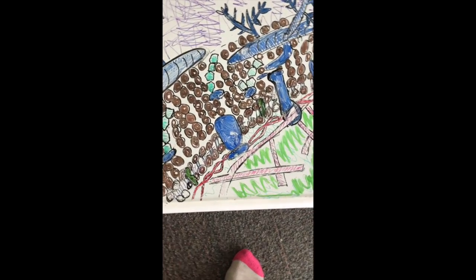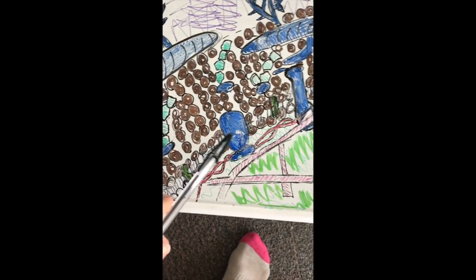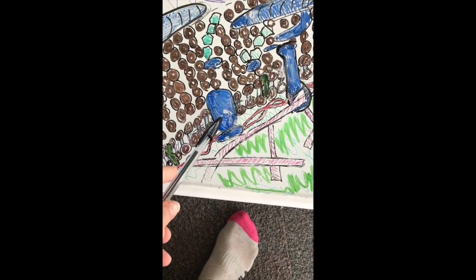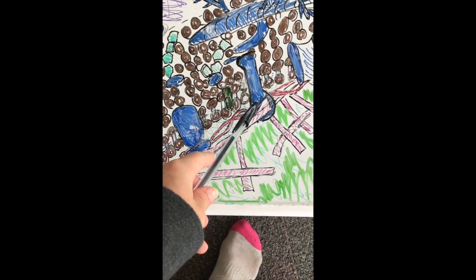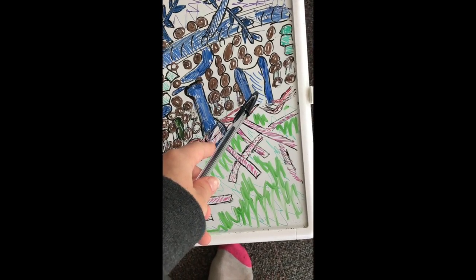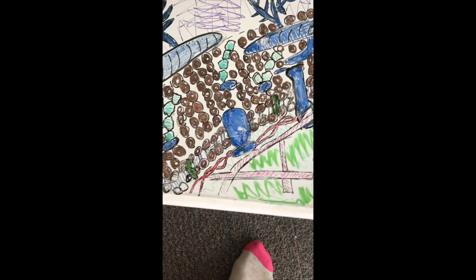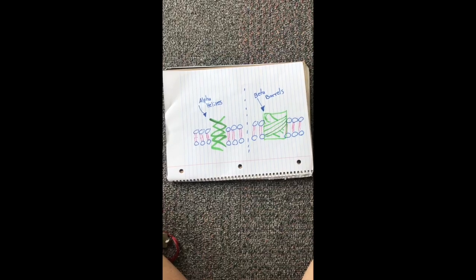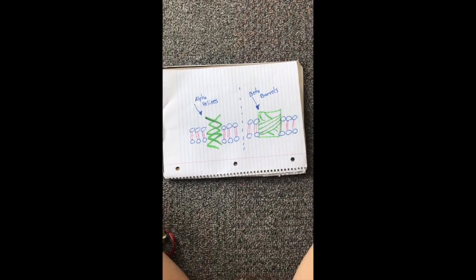Next, I want to talk about proteins. These can include peripheral proteins, which would be on the outside of the phospholipid bilayer, and integral proteins, which will cross the phospholipid bilayer. They can also be referred to as transmembrane proteins. So next I'm going to talk about integral proteins.